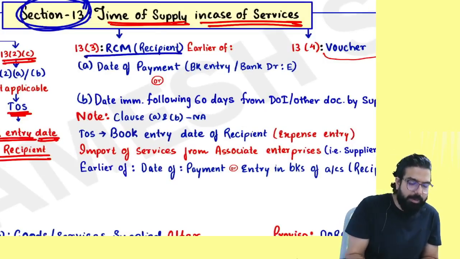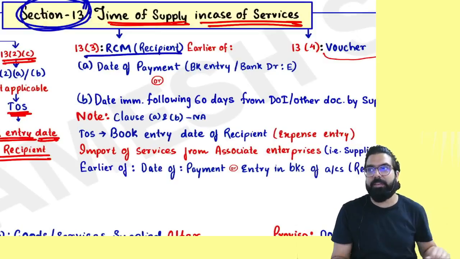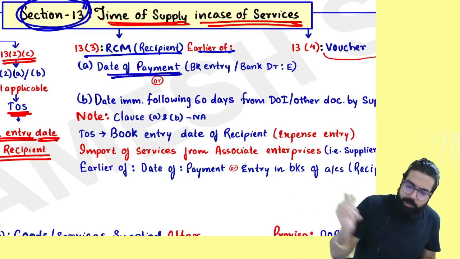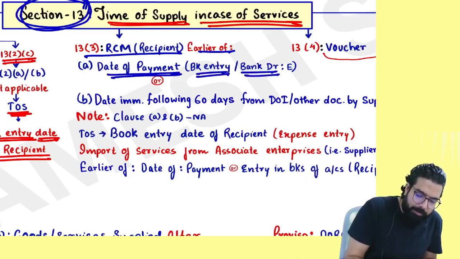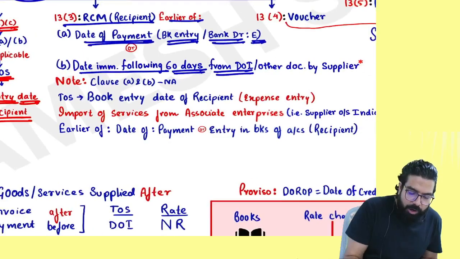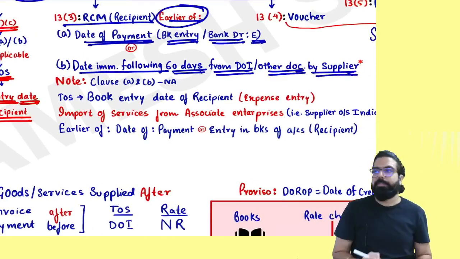Remember, in case of reverse charge mechanism, tell me one thing. Director gave me the service, I am the company, I have to pay GST under RCM. When? Date of payment, the day I made the payment to him. It will be book entry date or debit in my bank account, whichever is earlier, or the date immediately following 60 days from the date of invoice or other document given by the supplier, whichever is earlier.